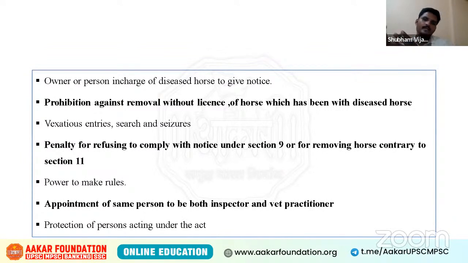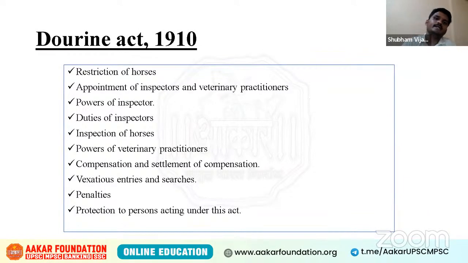1899. What is the difference between Farcy and Glanders? Farcy is the cutaneous form of Glanders. Then the next act is the Dourine Act. The Dourine Act came in the year 1910, and here also somewhere these are similar to the Glanders and Farcy Act 1899.